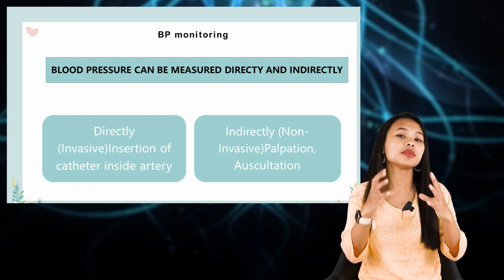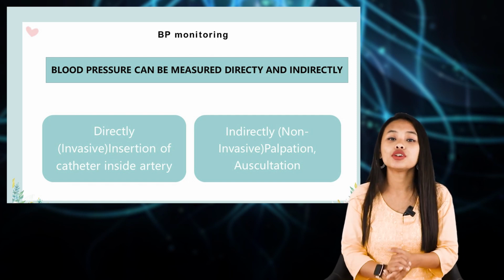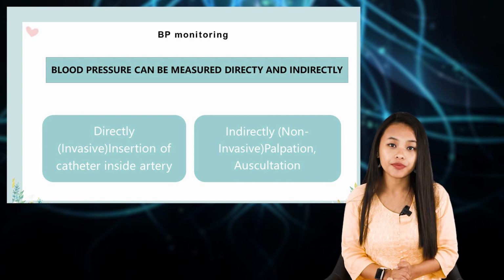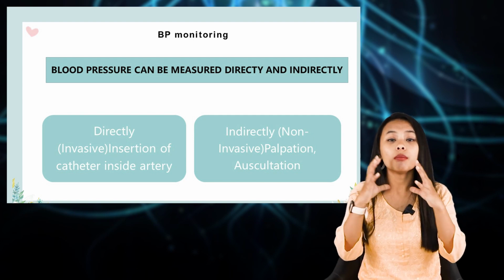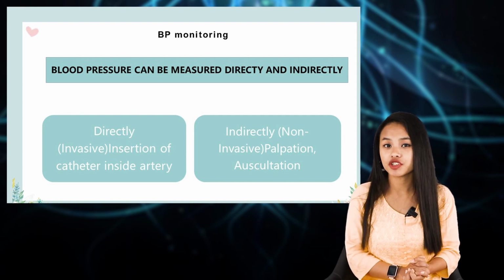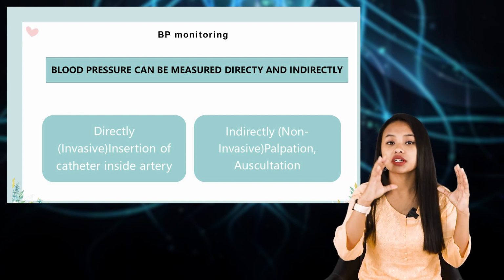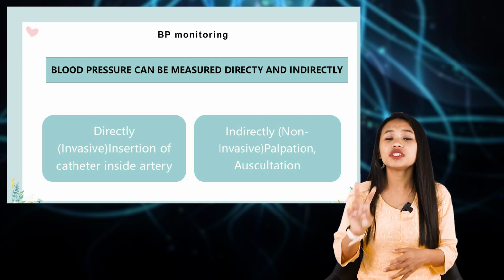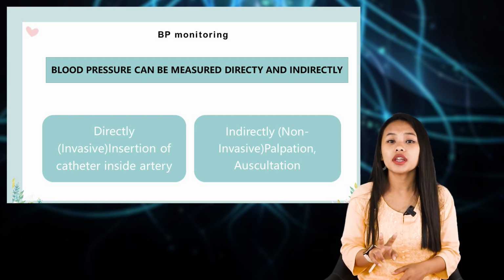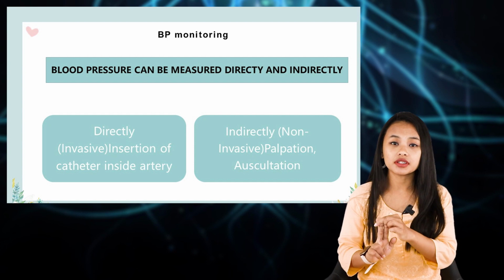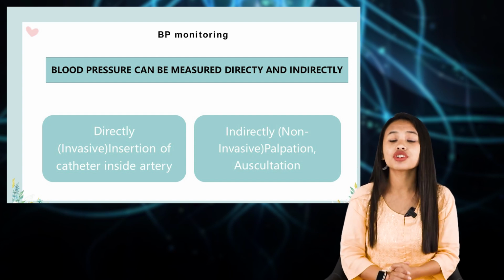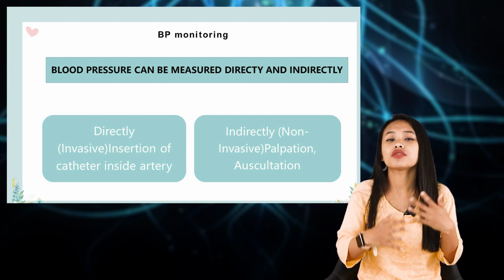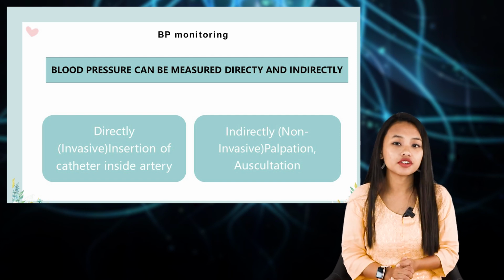So in this way, you will be able to get the value of the normal blood pressure. However, you can also monitor the blood pressure of an individual indirectly, that is through auscultation as well as palpation. And of these two, the most preferred one is the indirect method, that is through palpation, through auscultation. We will be frequently monitoring the blood pressure of an individual.